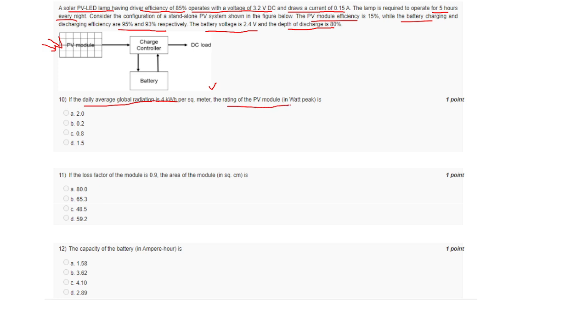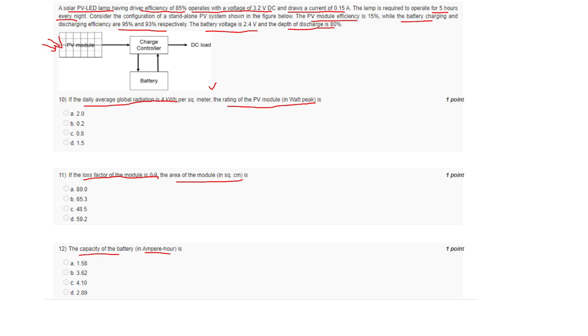You have to calculate the rating of the PV module in watt peak. Then you have to calculate the loss factor. If the loss factor of the module is 0.9, what will be the area of the module in centimeter square, and what will be the capacity of the battery in ampere hour?